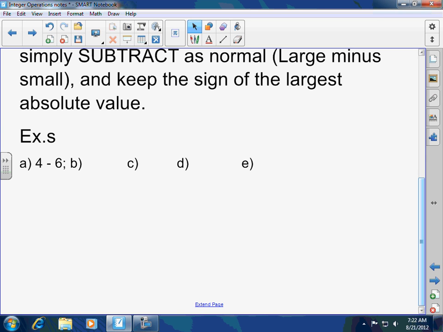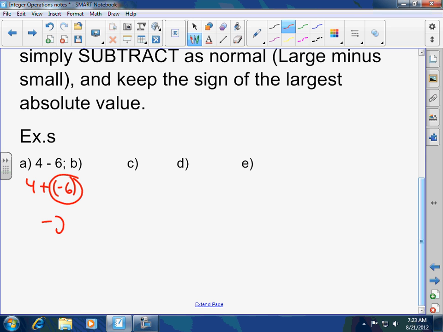For example, 4 minus 6. All right. What this is really saying is 4 plus a negative 6. The sign of the 4 is positive. The sign of the 6 is negative. When the signs are opposite, you subtract as normal and keep the sign of the largest absolute value. So you're subtracting as normal. 6 minus 4 is 2, but you have more negatives than positives. Negative 6 is the larger absolute value, so this is negative 2.